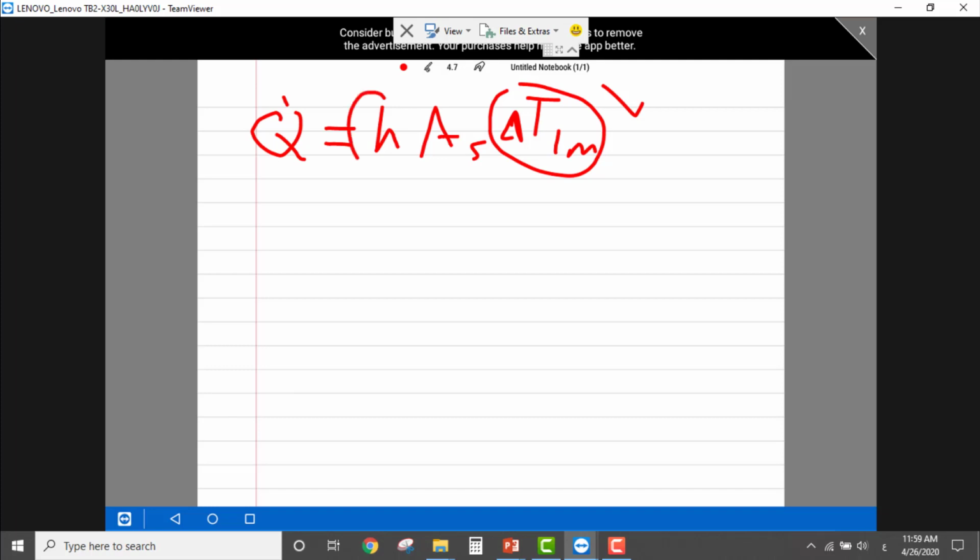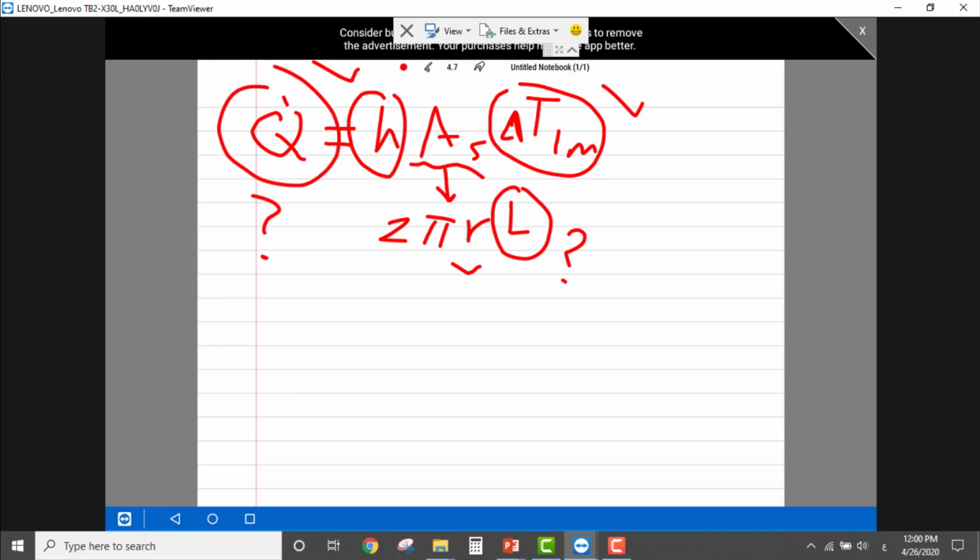H is given. Surface area is equal to 2 pi multiplied by radius multiplied by L. So in this problem we ask about L, so this is the unknown. R is given; the internal pipe diameter is given, so we can find out the radius. Q dot is unknown.